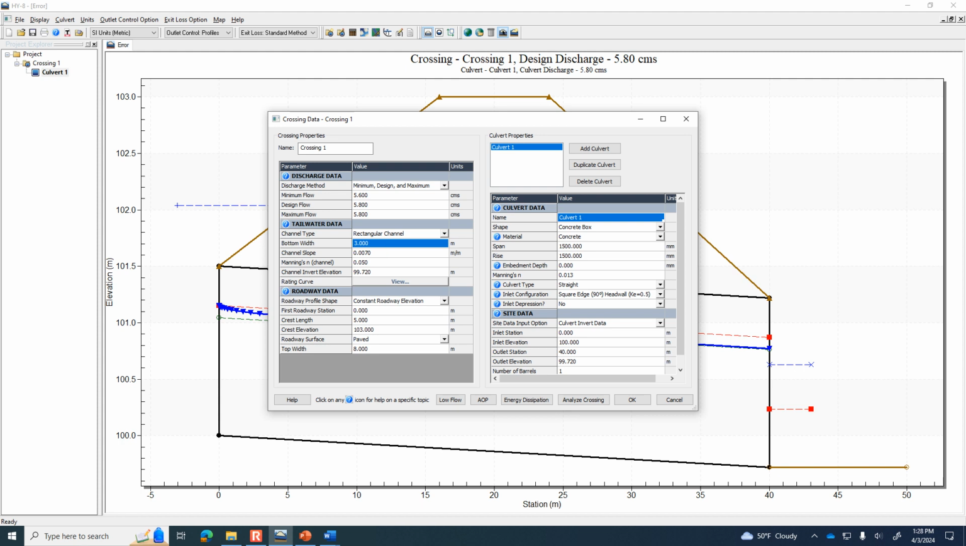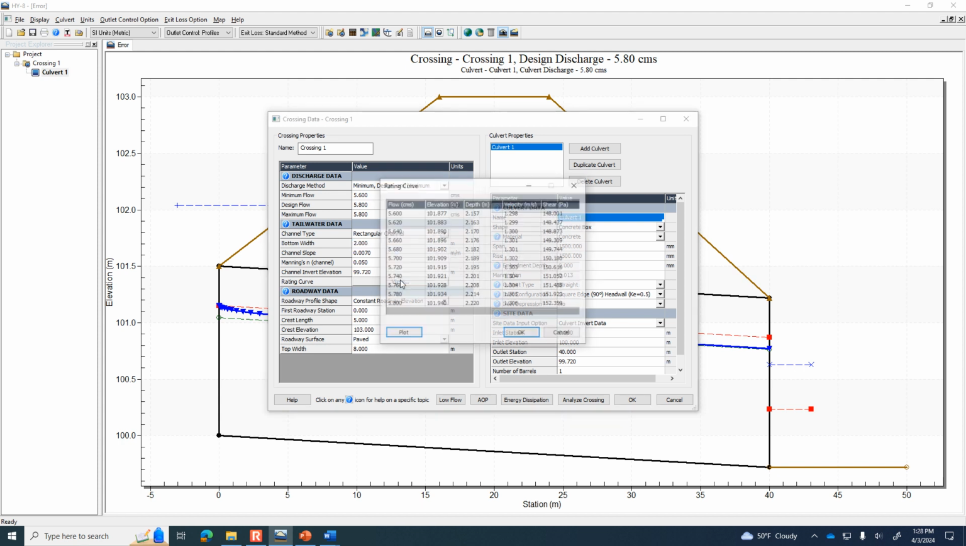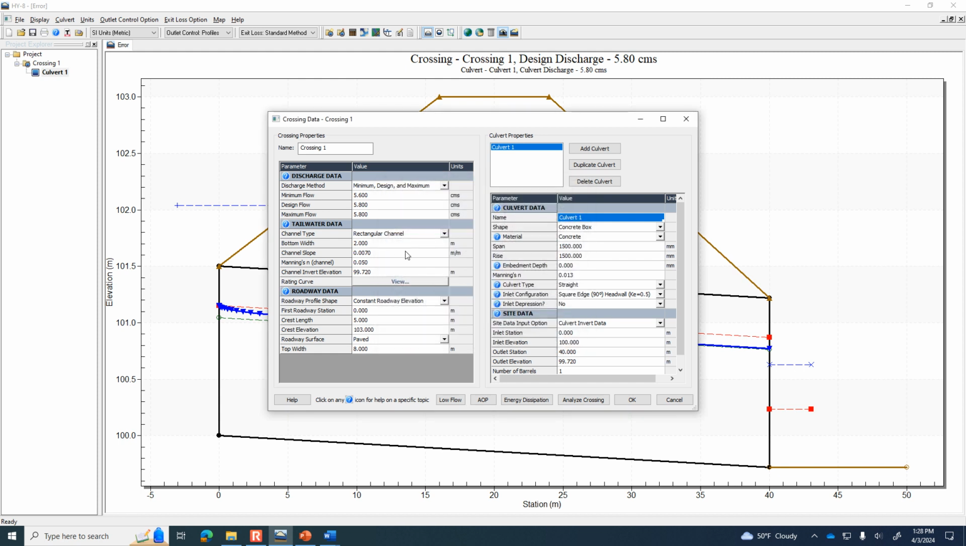What about a width of 2 meters? View the report. 5.68, depth 2.18. So we've gone a little too far. Now this is one of those things where I mentioned on Monday, I wish we had goal seek. We don't. We have to do this the old-fashioned way.